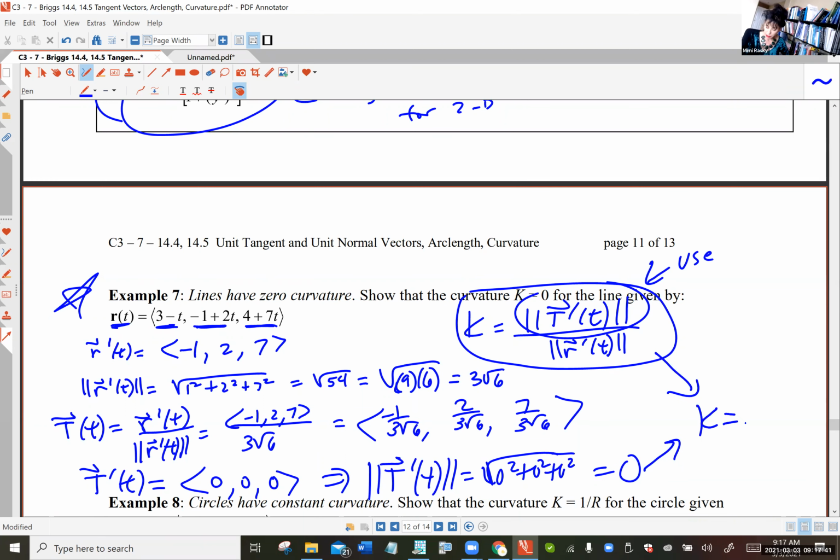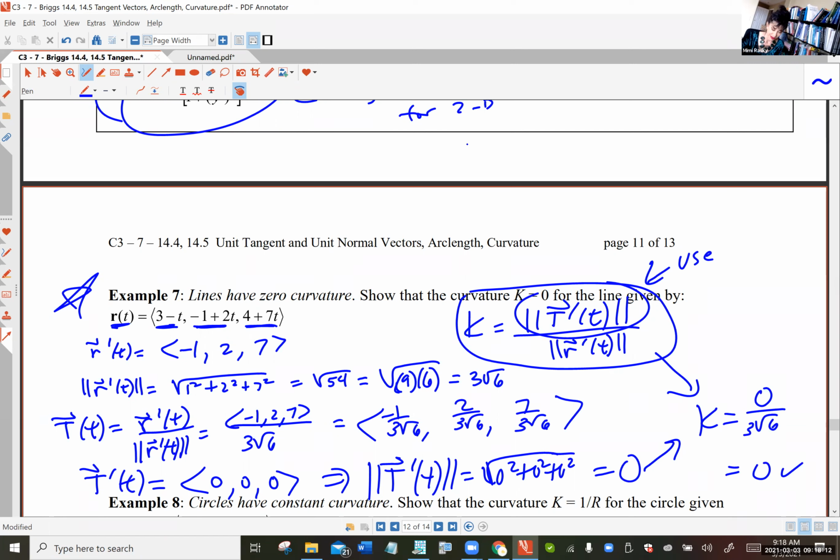Questions? You're not going to have something like this on a quiz or exam. I just wanted you to see that this does do the job. Looks good. All right.